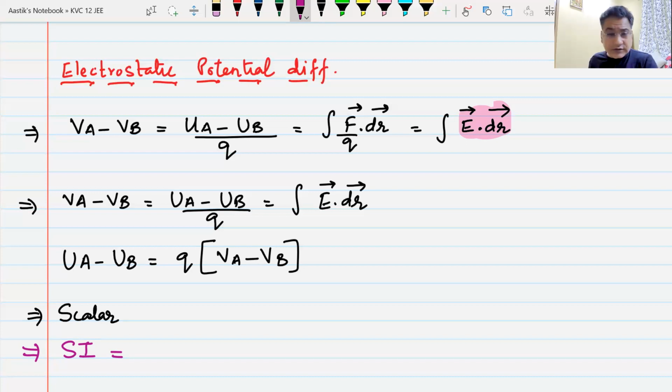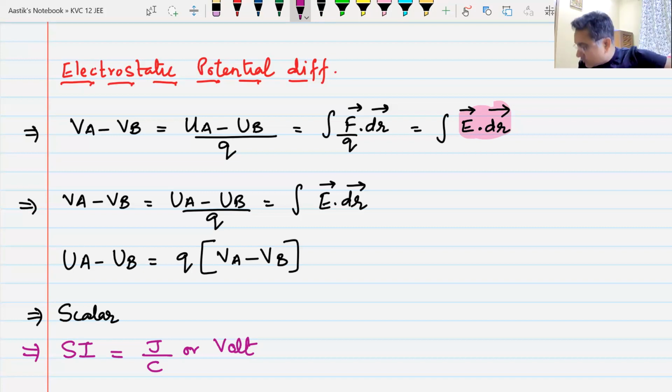Energy is joules. So you can call it joule per coulomb, which becomes volt. The SI unit of electrostatic potential or electrostatic potential difference is joule per coulomb, or volt. Do we understand this? Yes or no?